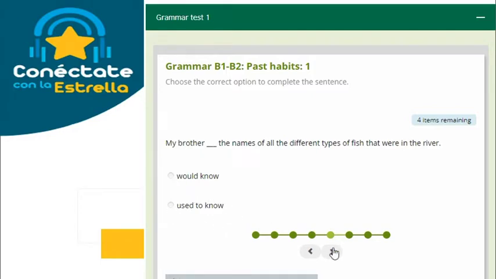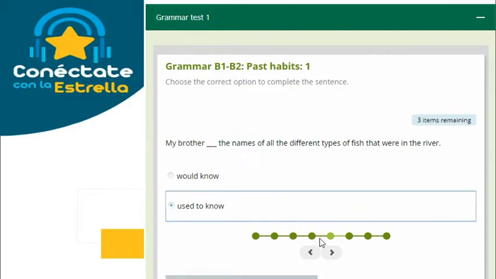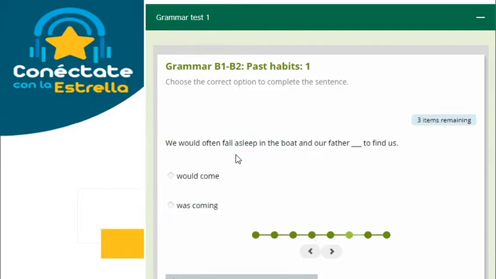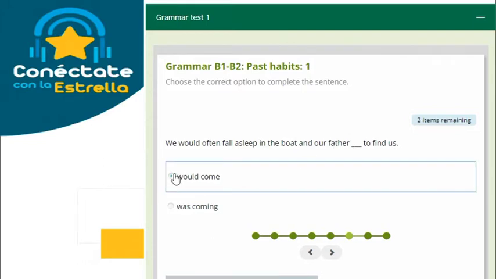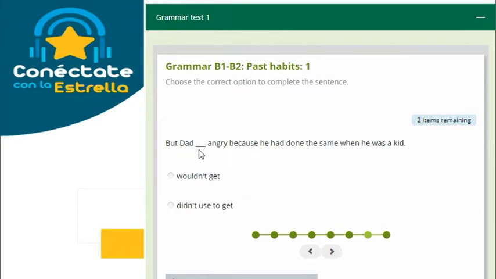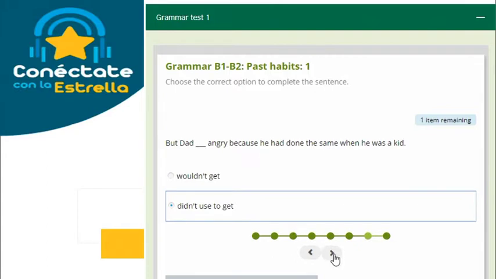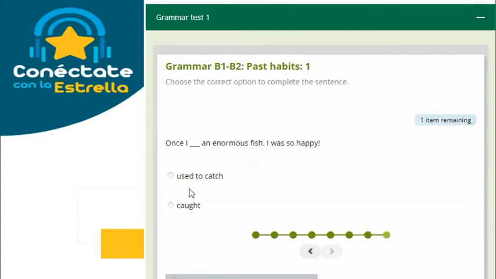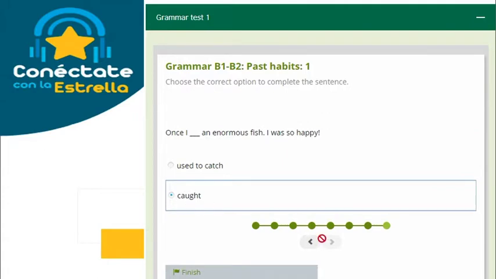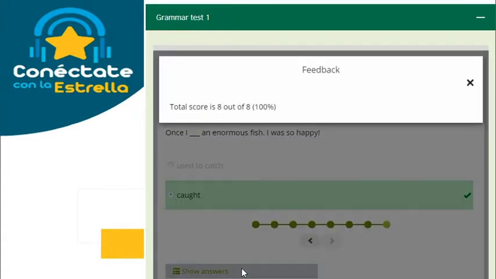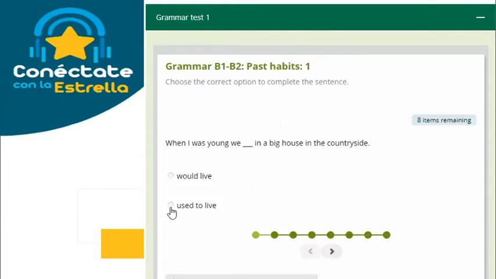My brother, the names of all different types of fish. We have would know or used to know. Remember, know is a stative verb, so we don't use it with would. We use it with used to. We would often fall asleep in the boat, and our father would come to find us. Was coming is not part of this grammar part. And then we have wouldn't get or didn't use to get, and we're talking about angry, so we don't use would. Once, and then we have caught an enormous fish. I was so happy. And we have 100%. Excellent. 100% for this. Very good.